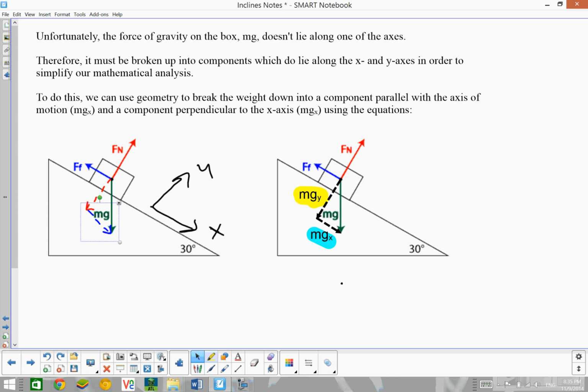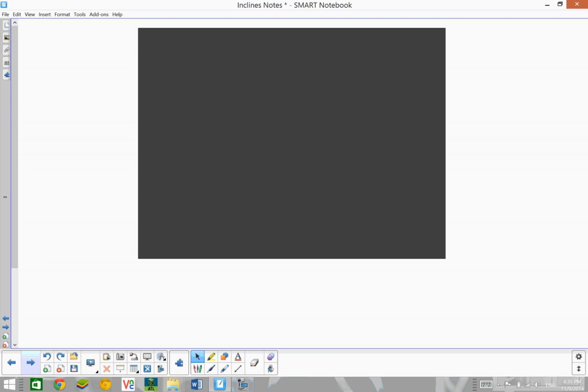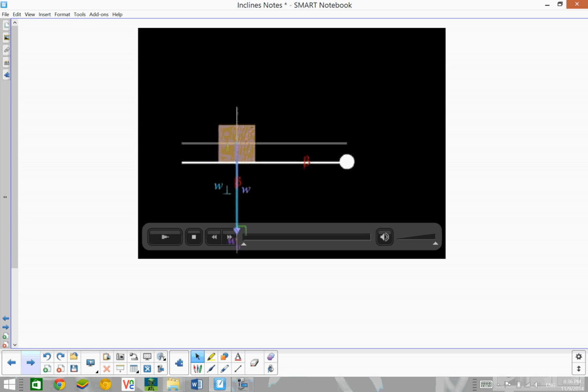This might not be as easy to see, so what I'm going to try to do is show you this on a larger scale. Before I do that, I want to show what that means. When an object is flat on a surface, I'm not going to hit play yet because this is a relatively quick video. You have your block right here resting flat on the surface. In that example, the weight is completely down and it's perpendicular to the surface. So when there is no incline, the perpendicular component of weight is completely equal to the weight itself.